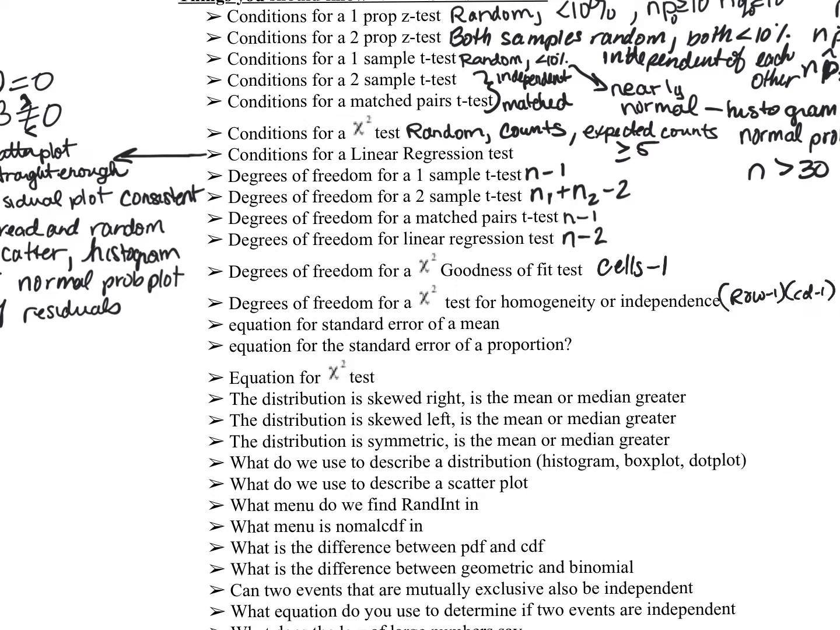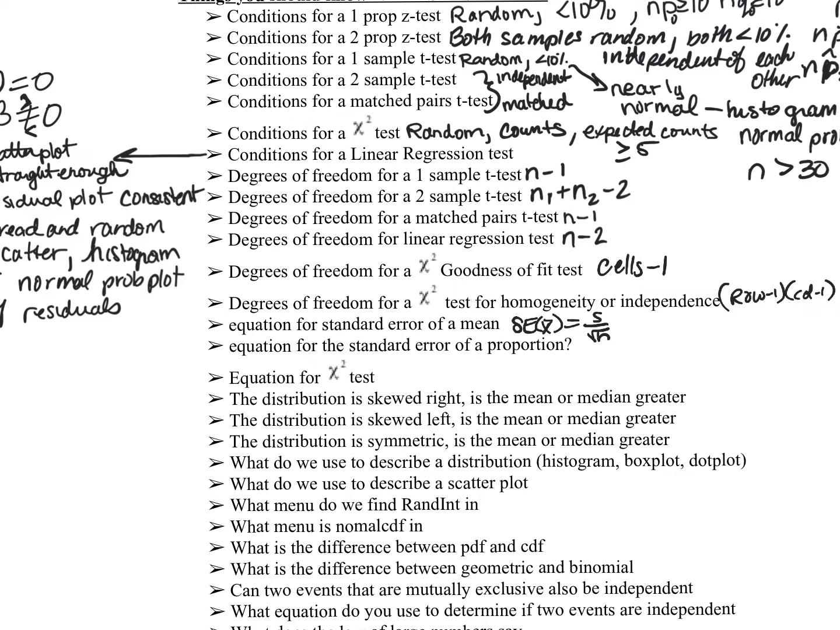Standard error of a mean. Just S over square root n. What is the row total times column total over table total? Oh, those are for the expected counts. The expected counts. Row total times column total divided by table total is your expected counts.